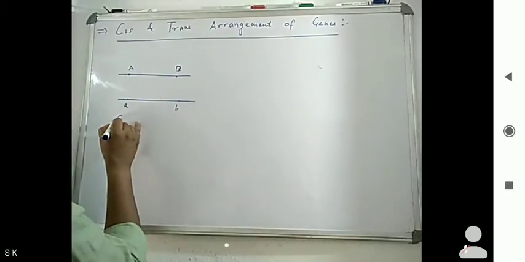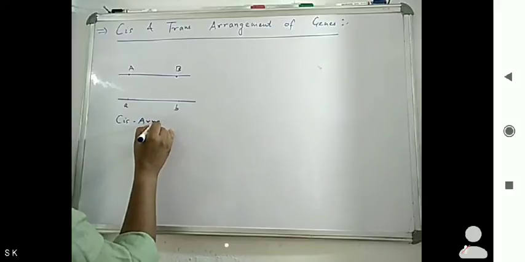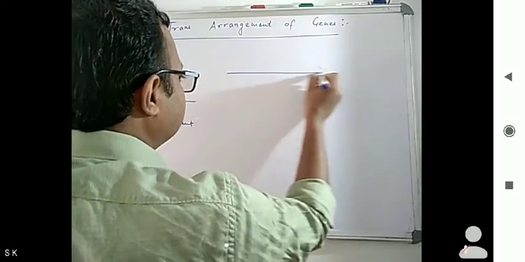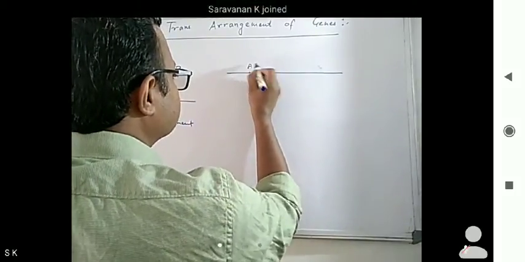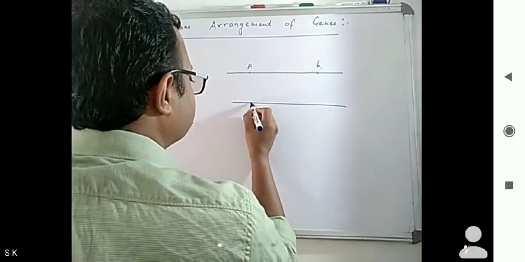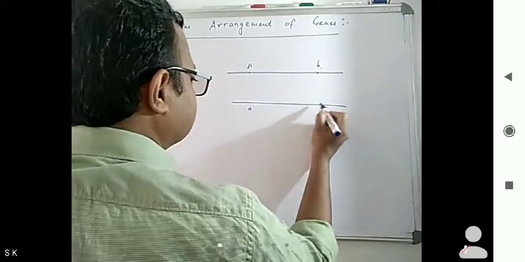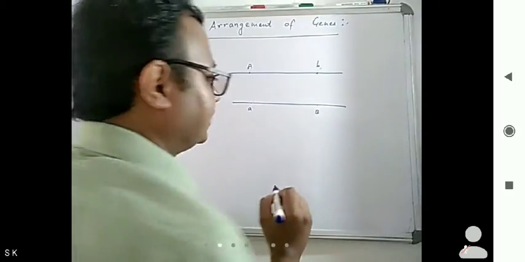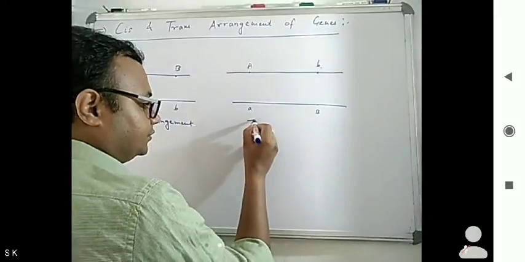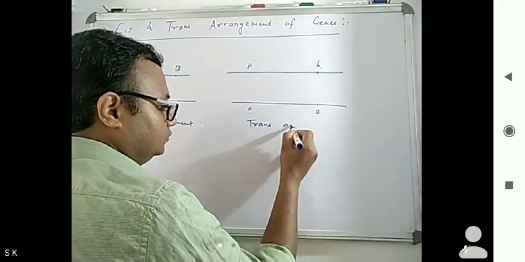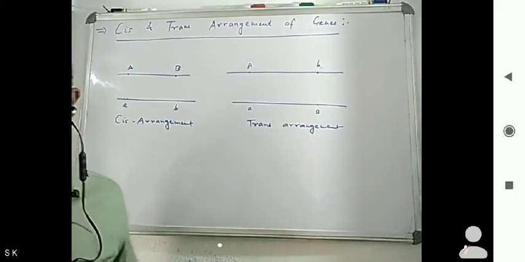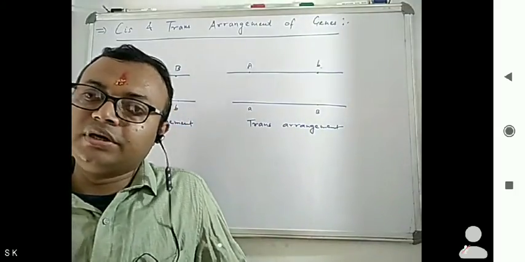So it is cis arrangement. Now one more condition is there. One is a dominant allele and one is a recessive allele. Similarly, one chromosome has the recessive allele and the other chromosome contains the dominant allele. So this arrangement is trans arrangement. This is known as trans arrangement. Okay, now we have to define this.